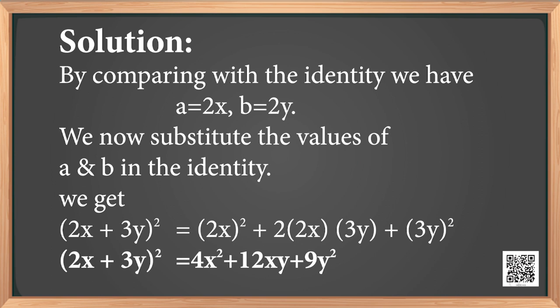We now substitute the values of a and b in the identity. We get (2x plus 3y) whole square is equal to (2x) whole square plus 2 into 2x into 3y plus (3y) whole square. That is equal to 4x square plus 12xy plus 9y square.